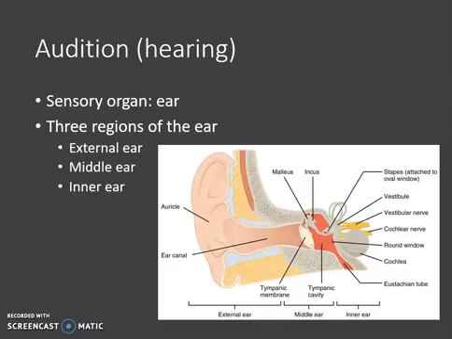Audition is also known as the sense of hearing. The sensory organ involved in hearing is the ear. There are three regions of the ear. There's the external ear, which is the part of the ear that we see, the middle ear, and the inner ear. In order for hearing to occur, sound waves have to enter from the external ear and then be transferred through the middle ear into the inner ear.